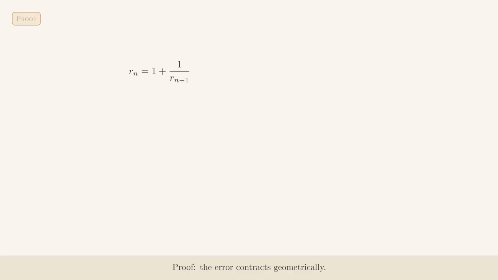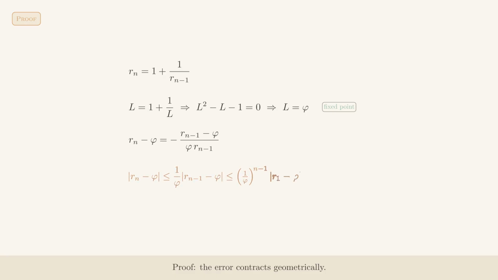Each ratio is 1 plus the reciprocal of the one before it, straight from the Fibonacci rule. If they approach a value L, that value must equal 1 plus its own reciprocal, whose positive solution is the golden ratio. To show they truly approach it, subtract the golden ratio. The error flips its sign and is divided by the golden ratio times the previous ratio. Since every ratio is at least 1, that divisor exceeds the golden ratio, so the error shrinks by a factor below 1 at each step.